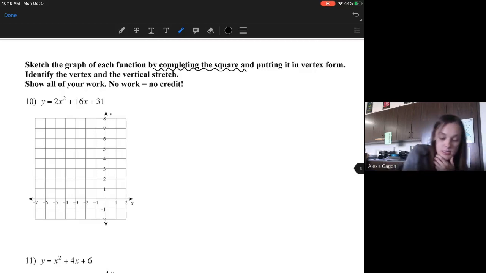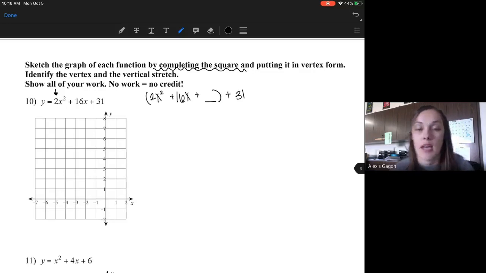To do this, especially one like this, it has this number right here. Remember I said that a needed to equal 1? Well, let's separate our x squared term, our x term, and the constant term. So I'm just going to rewrite this as 2x squared plus 16x plus some blank that we don't know yet, and then plus 31. I haven't really changed anything. I just wrote it out further.